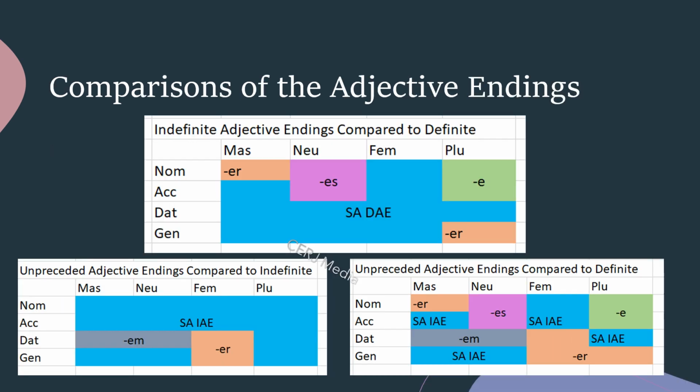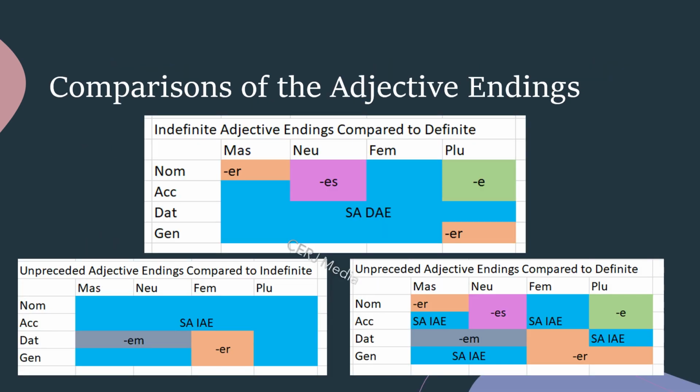So now we have the comparisons of the adjective endings. If we compare the indefinite adjective endings to definite, as you can see here, a lot of this is the same as the definite adjective ending. That's what SADAE stands for, same as definite adjective endings. So we have some new ones right here. We have the masculine nominative, the neuter nominative, accusative, plural nominative, accusative, and genitive, which are all unique. They are different from the definite, but for most of it, it is the same.